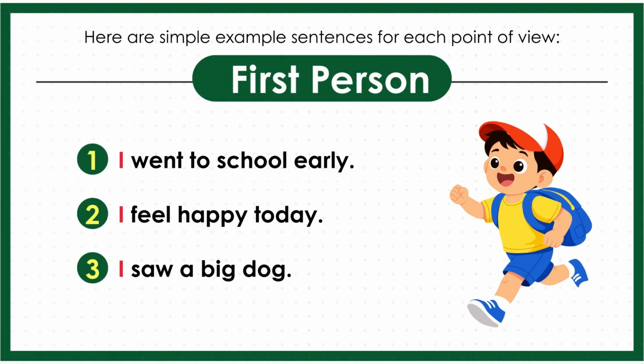Here are simple example sentences for each point of view. First person. I went to school early. I feel happy today. I saw a big dog. I is used for the first person in these sentences.